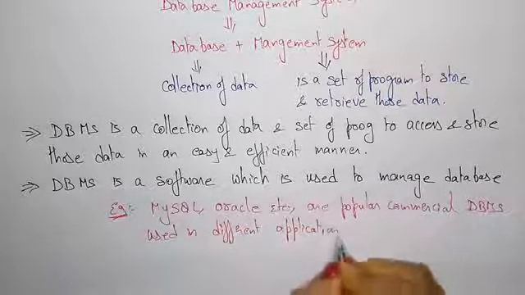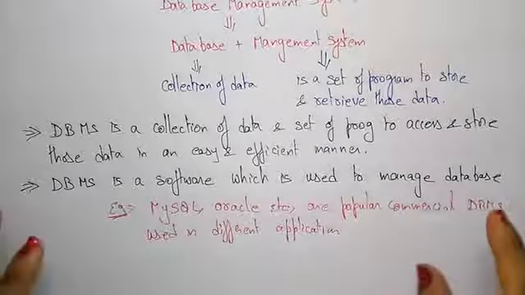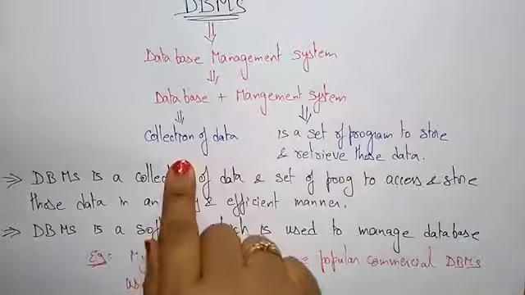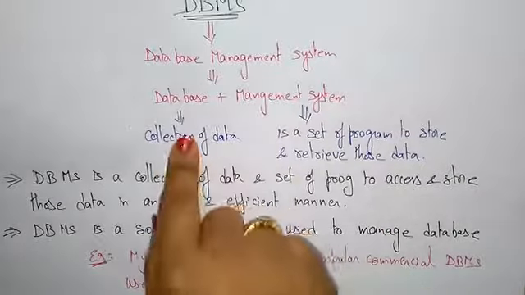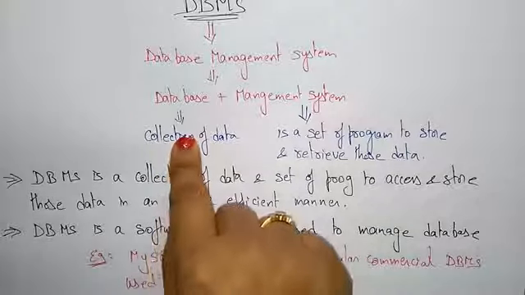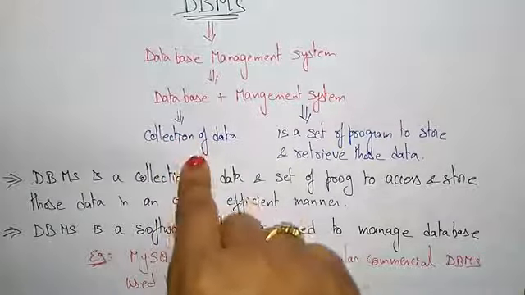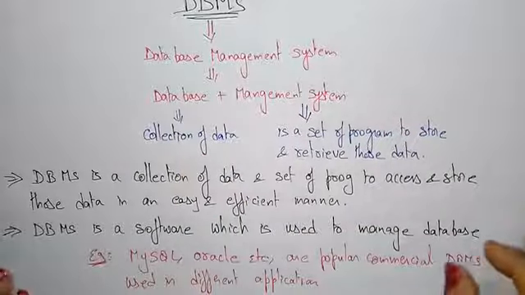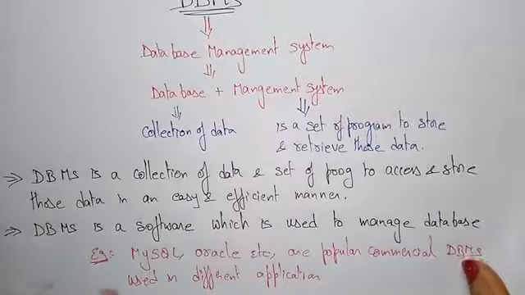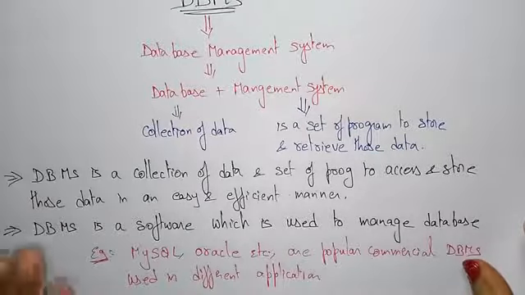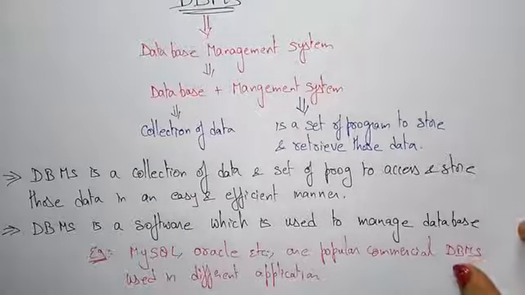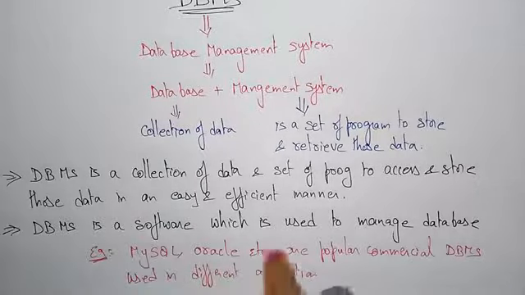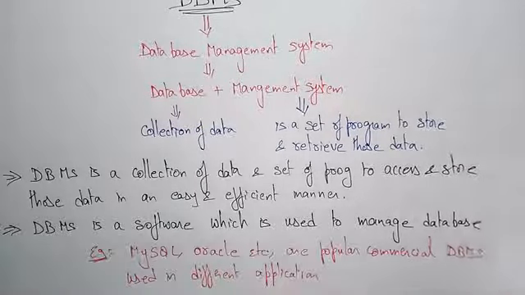So this is the formal definition of the database management system. DBMS is a collection of data and a set of programs to access and store or retrieve the data in an easy and efficient manner. We call it a database management system. And we can also say it is a software which can manage the database. These are some examples used in different applications.